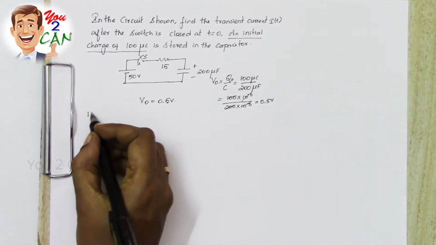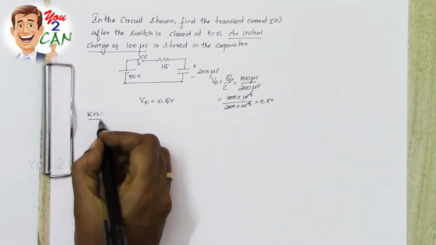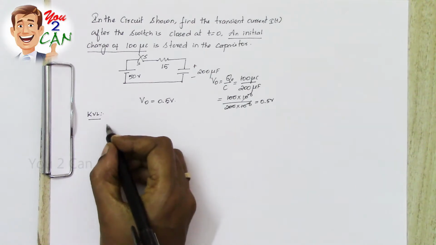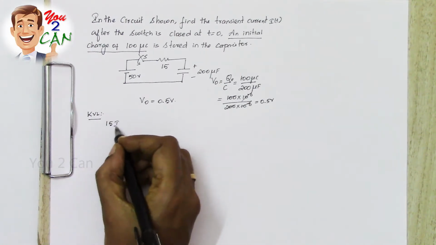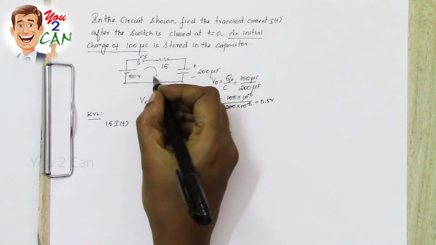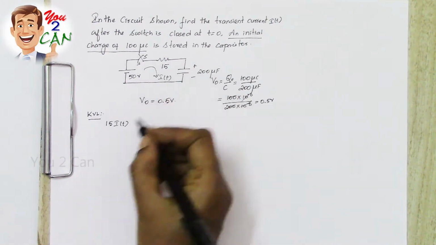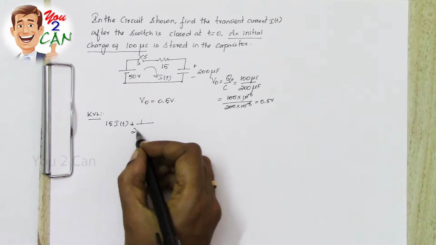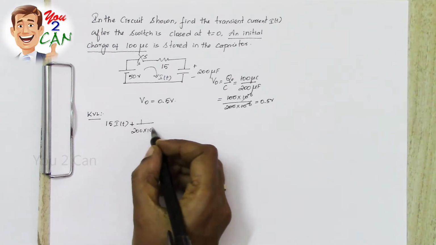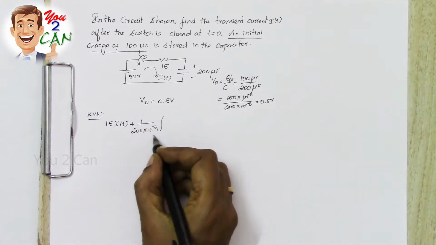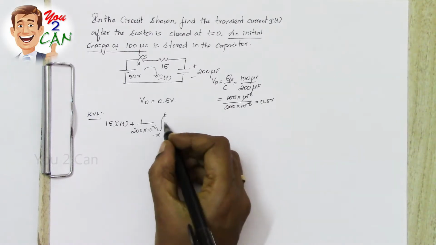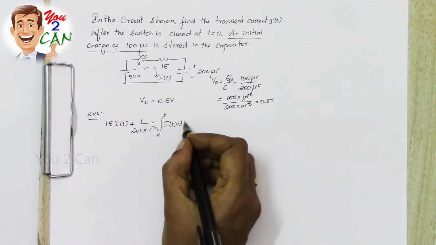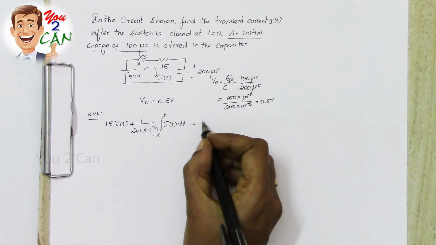Now write the KVL equation. Now the switch is closed. Now the KVL equation is 15 I of t, that is, let the transient current be I of t, plus 1 by C. 1 by C means 1 by 200 into 10 power minus 6, integral minus infinity to t of I of t dt, will be equal to the voltage 50 volt.